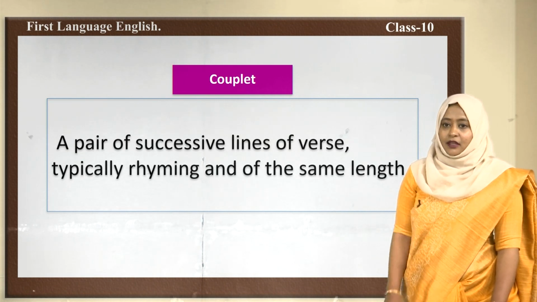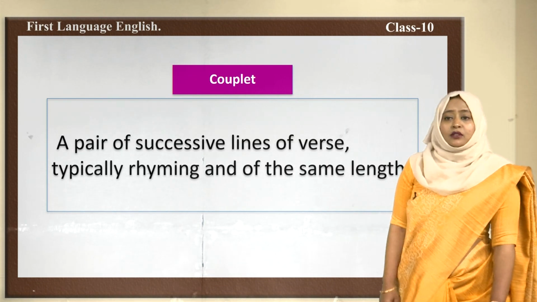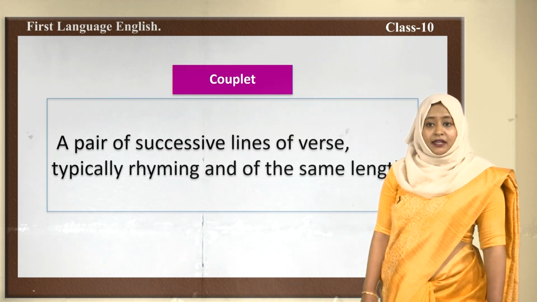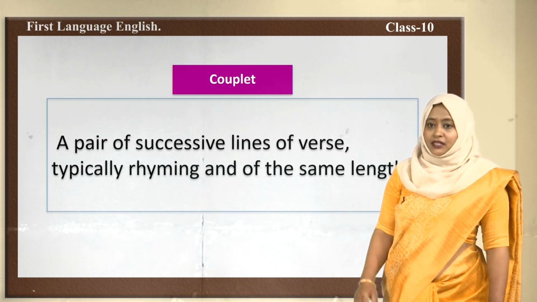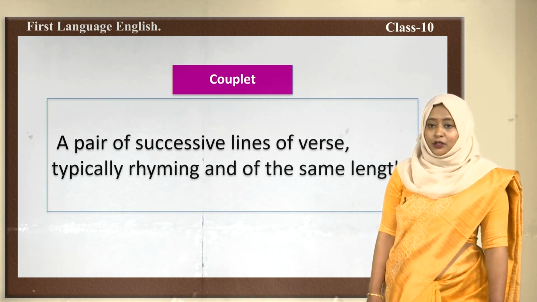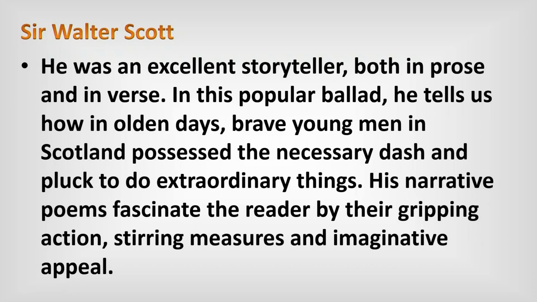So couplets are two-line poems that we learn. We have couplets in Kannada as well, and in Hindi as well. In Kannada we call them vachanas, and in Hindi we call them dohas. So like this we have different types and styles of poems.